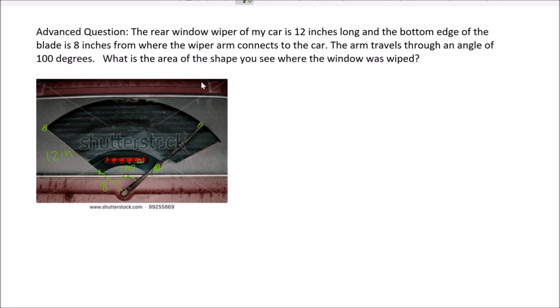And what we're asked is, what is the area of the shape that you can see through where the window was wiped? So what I'm asking for is, what is the area of this region that I'm shading right here? Now, regardless of how you're feeling about this, y'all, I want you to pause the video and give it a shot. Okay, try to get a setup. Try to figure out how we would approach a question like this. Because if we can figure out how to approach it, even if you can't actually do it, by coming with a logical approach, that's going to be, I think, a useful skill for you to start to develop. Okay, so pause the video, see what you can come up with.